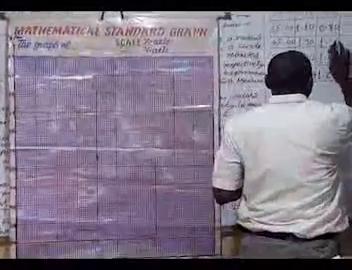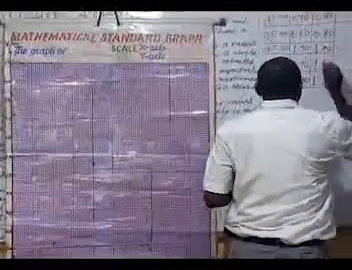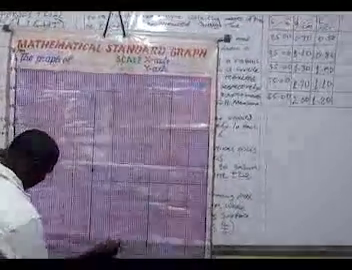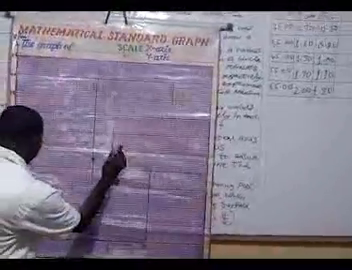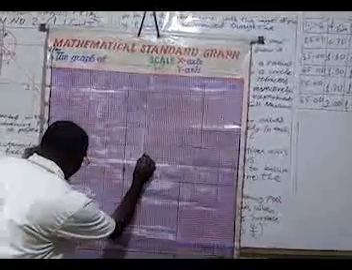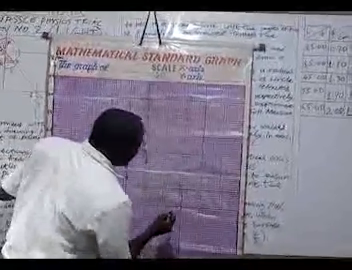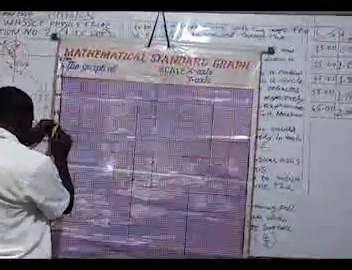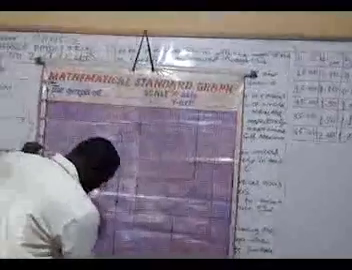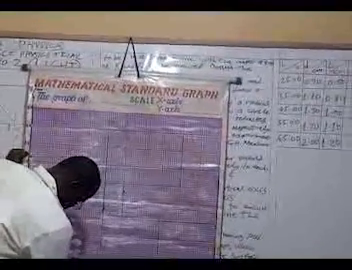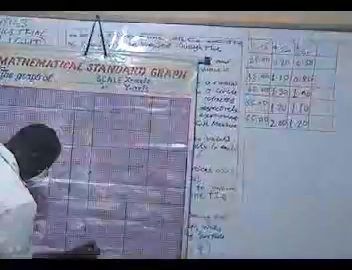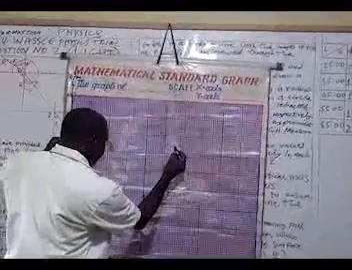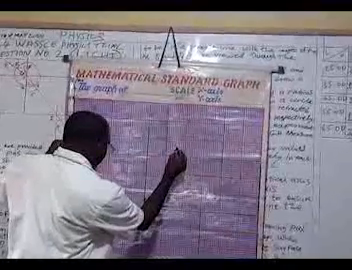This is 1.0. 1.3 against 1.0. Then 1.7 against 1.1. Trace it up.